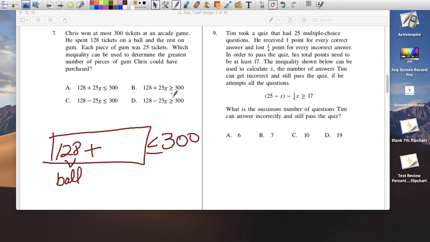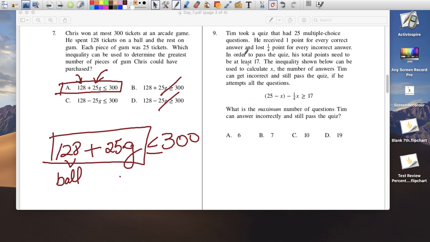So the one thing you can do is right away eliminate this one and this one, because that says greater than 300. Well, he doesn't have greater than 300 tickets. He has less than or equal to 300. So 128 tickets were spent on a ball, and then 25 tickets on gum, per gum. We don't know how many pieces he bought, but we could calculate that. But we're not looking for that. We're looking for this one, right? So that's the ball that he spent, 128 tickets, and then he's going to spend 25 tickets per each gum, and that all has to be less than 300. So that makes sense. That's this one.